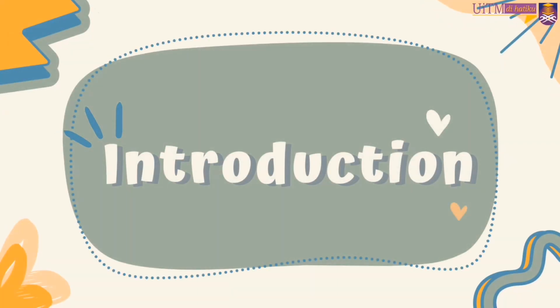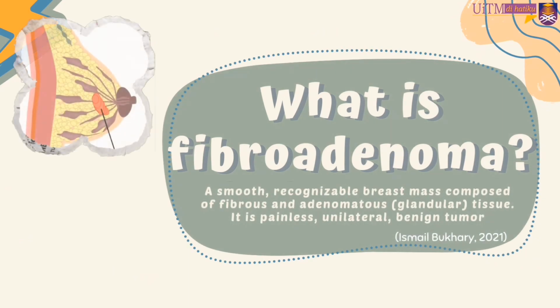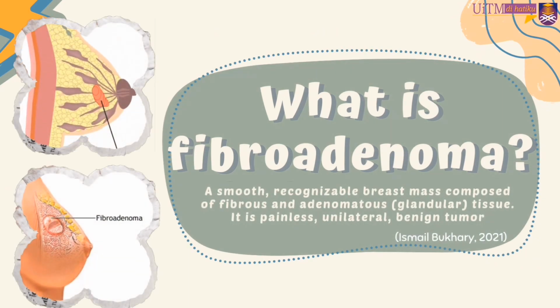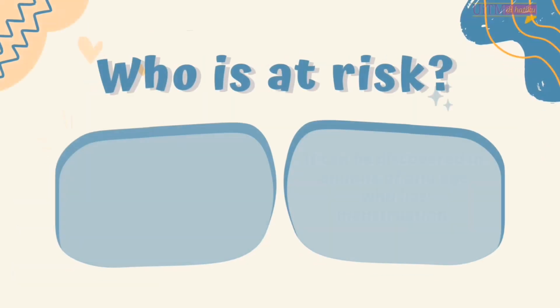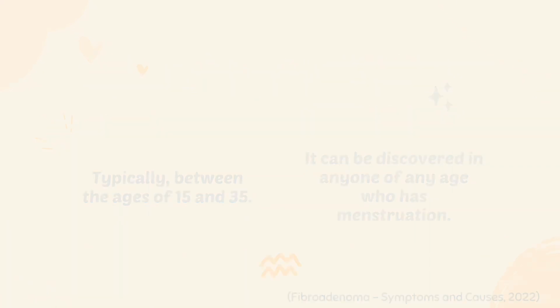Next, I will be presenting the introduction. What is fibroadenoma? Fibroadenoma is a smooth, recognizable breast mass composed of fibrous and adenomatous tissue. It is a painless, unilateral benign tumor. Fibroadenoma can manifest in people aged between 15 to 35. It can also affect those of any age that already experience menstruation.